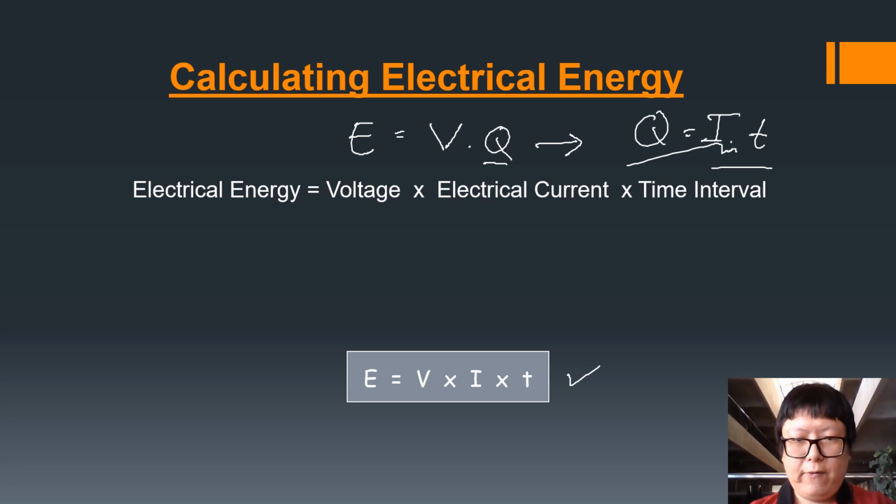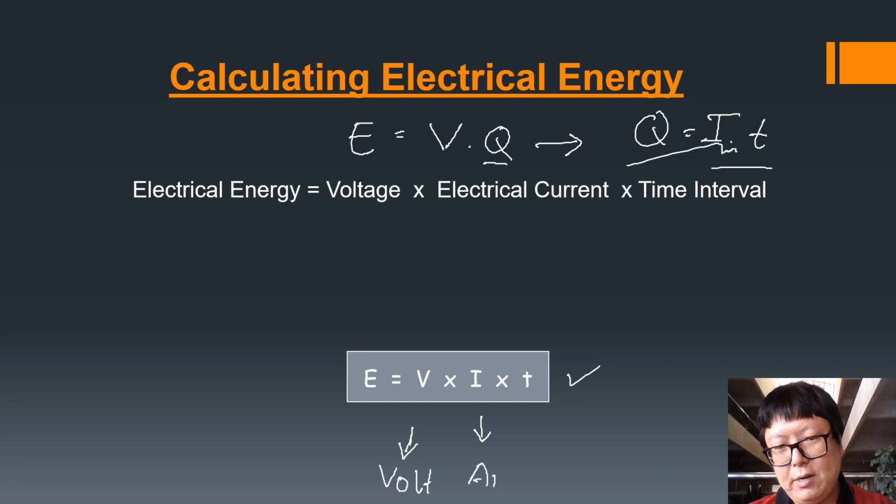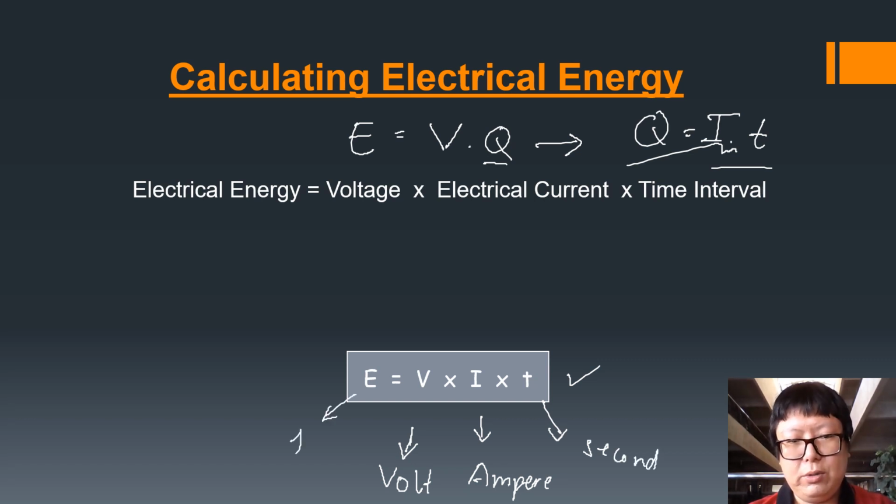So phi is the voltage, the unit is volt. I is the electric current, the unit is ampere. Then T is time, the unit is second. The unit of E is joules.